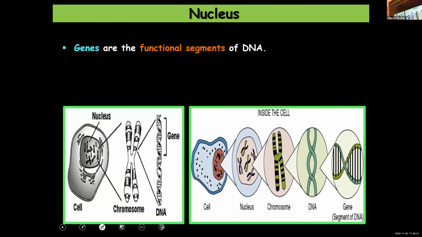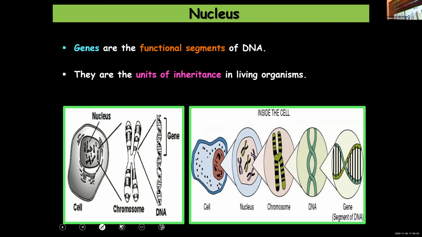Genes, as I told, are the functional segments of DNA, a segment of DNA with a specific function. We can even call them the units of inheritance. It is with the help of these genes present on the chromosome that the characters are transferred from the parents to the offspring. Here, just to make you understand the relation between nucleus, chromosome, DNA and gene, I have given a picture.